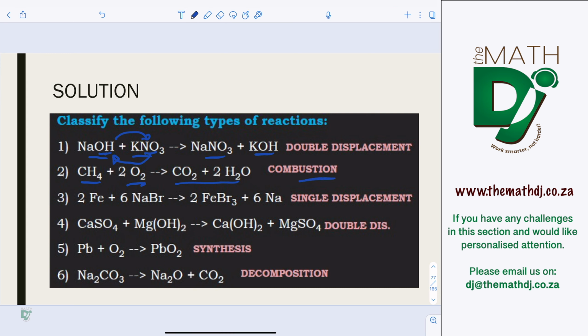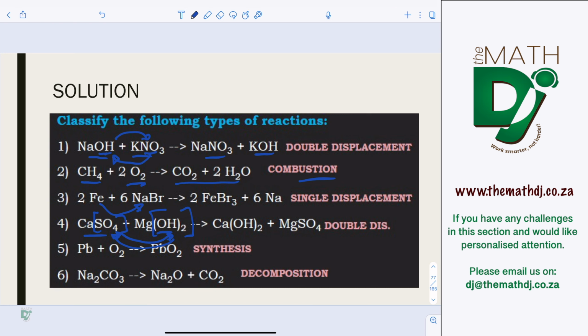Then the other one is a single displacement, because the ion is coming to displace the sodium, so it's a single displacement. Then the other one is a double displacement, because it's compound plus compound. So you can see the sulfate is going this side, and the OH is going that side. So it's a double displacement.